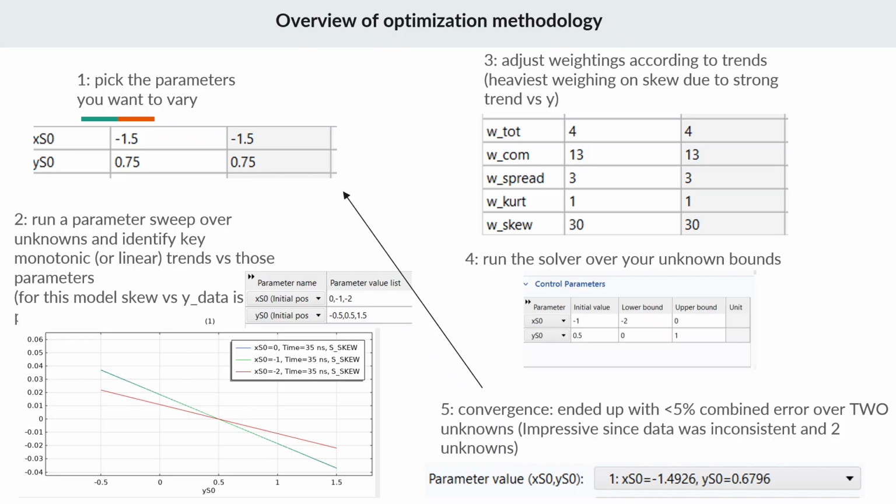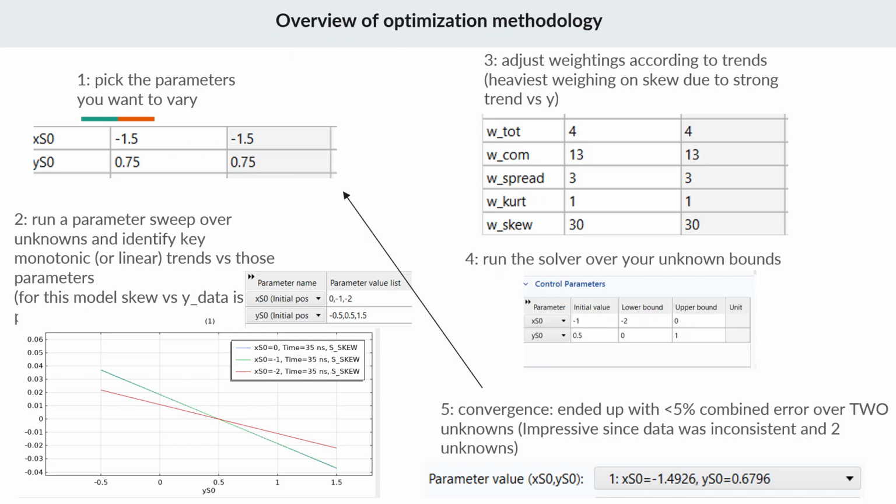So here in the optimization methodology, you pick the parameters you want to vary. Here it's the positioning of the light source in x and y. Then you run a parameter sweep over those x and y positions, all the combinations, and you identify the key trends that are held constant across different variations of those parameters. Here it's the skew versus the y data, even when x is being held constant. And then you adjust the weightings accordingly. So here we adjusted skew to be the highest because that was the one with the most consistent relationship.